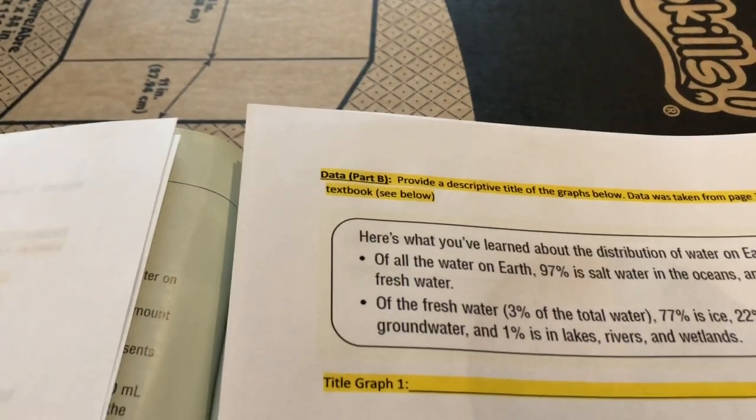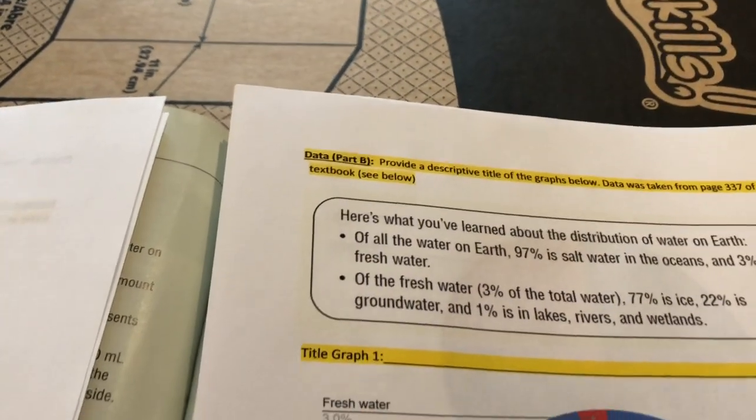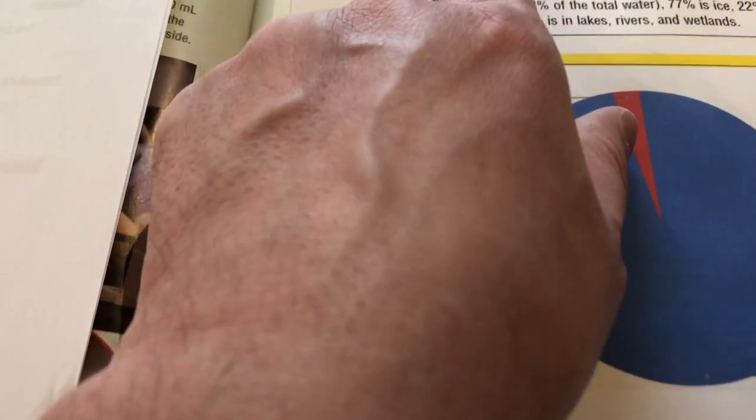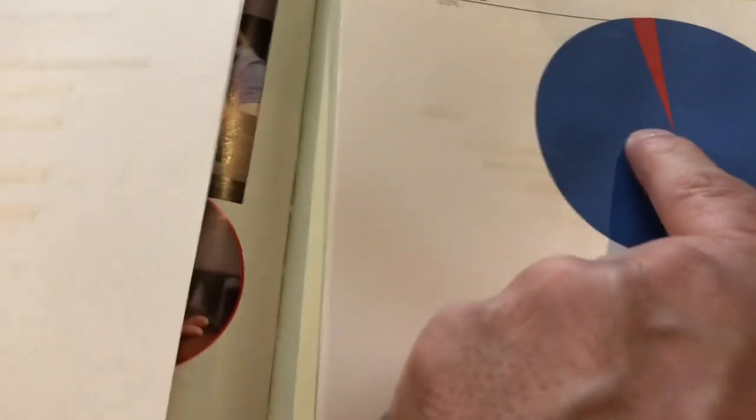So part B, this is the data. It says provide a descriptive title of the graphs below. Data was taken from page 337 of the textbook, see below. So this is that very important piece of information I told you about. Okay, and based on this piece of information, on the first bullet, I made this graph.